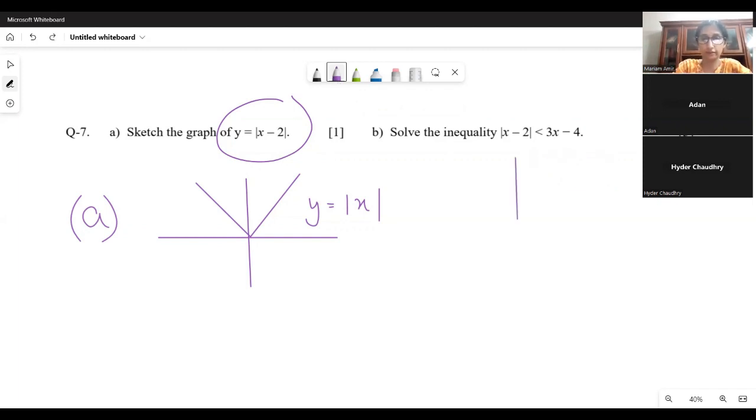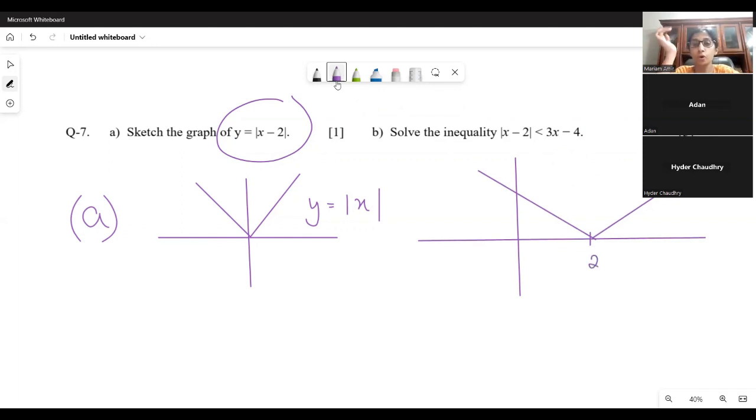Okay, so it becomes like this. And when you're sketching a graph, you must show the coordinates of the intercepts. So the x intercept is 2, the y intercept we have to find. How can we find the y intercept? x equals 0. Yes, x equals 0, and when x equals 0, we get y equals modulus of 0 minus 2, which is modulus of minus 2, which is just 2. So this is the graph.